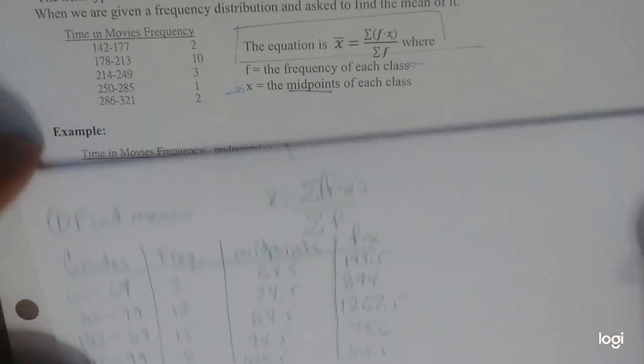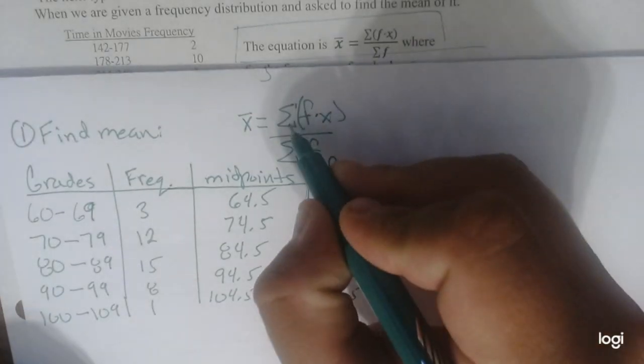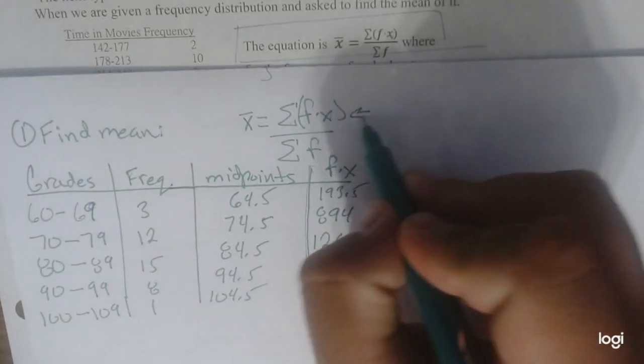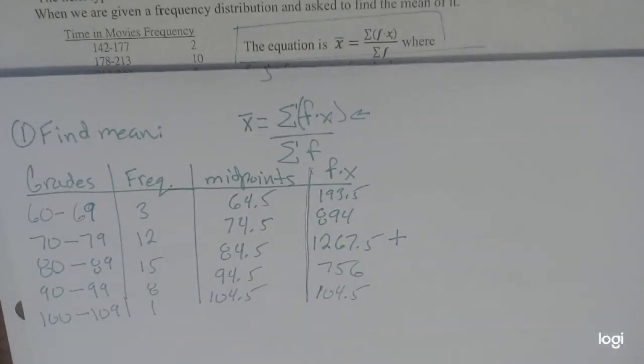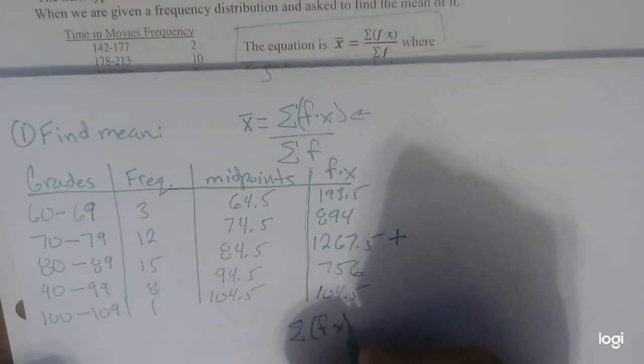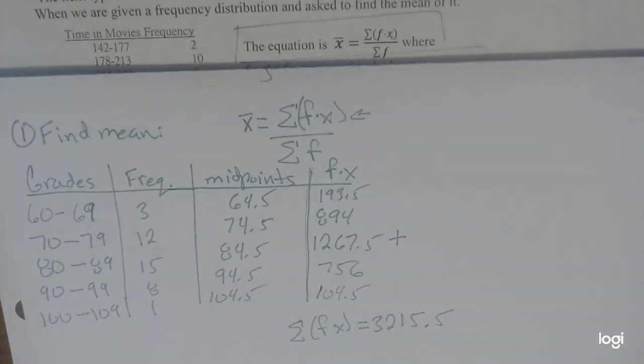All right, so at this point we have this done. Now we go to the equation. Remember, what we now want is to take the sum of all of these. So we're literally going to add all of these numbers up, and that's only the top number we're looking for. So if we add all of these up, 193.5 plus 894 and so forth, and see what we get. It gives us a grand total: the sum of f times x is equal to 3215.5-ish. Hopefully that's what you got as well.